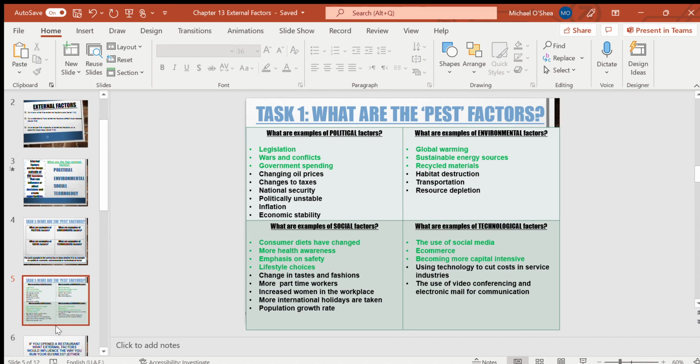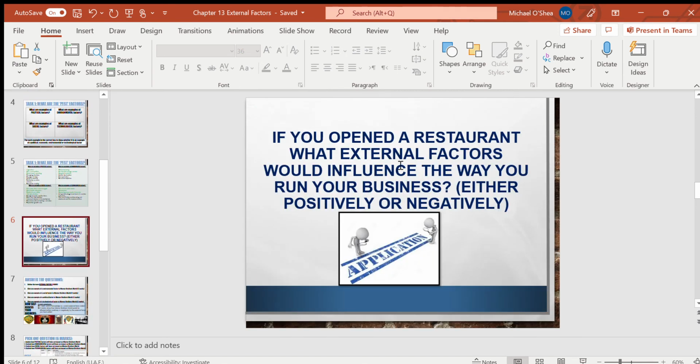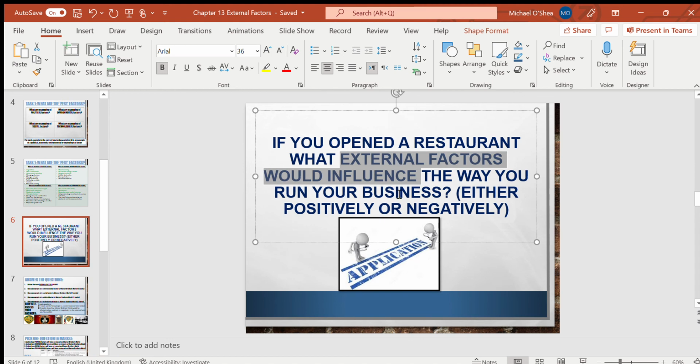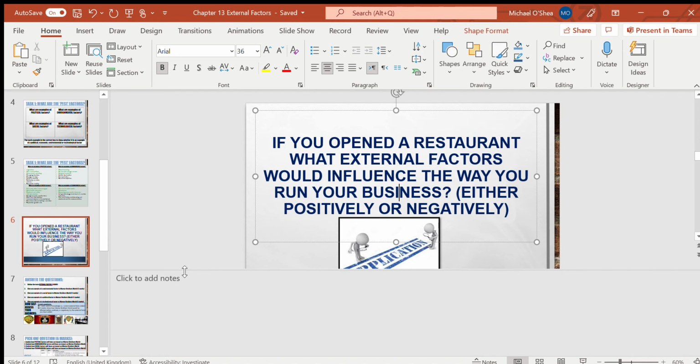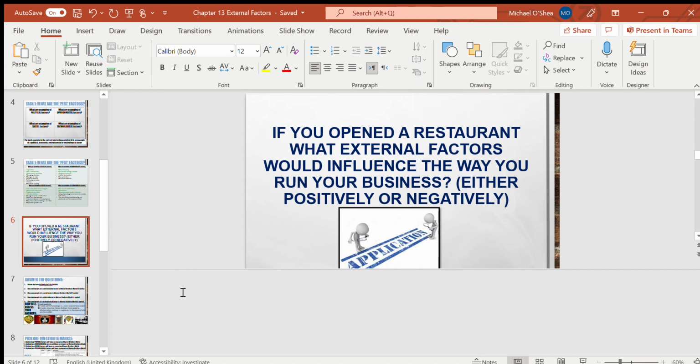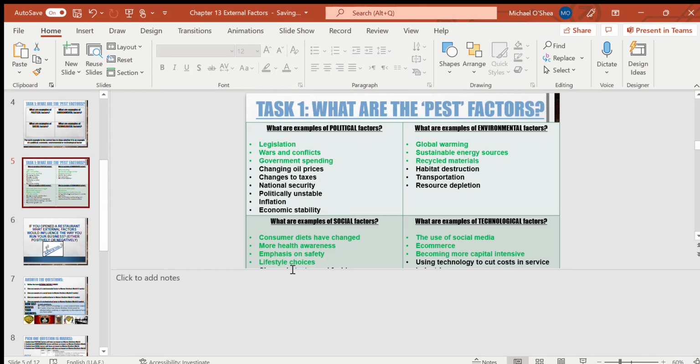What I'm going to ask you to do is look at this question here. If you opened up a restaurant, what external factors would influence the way you run your business, either positively or negatively? I'll write it down here at the bottom and you can write it down yourselves. You're going to need to look at all four factors: social, economic, political, and technology. Usually it's PEST, so political, environmental, economic, social, and technological.